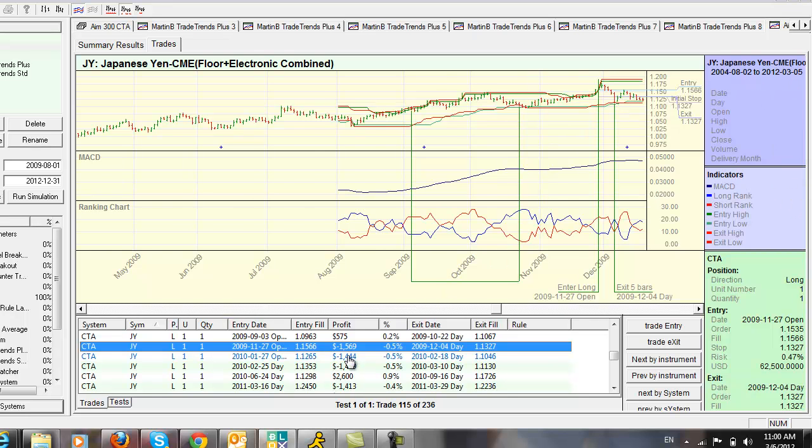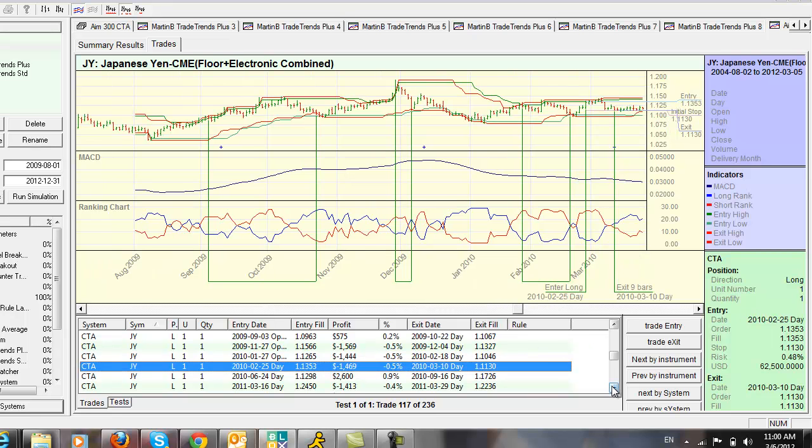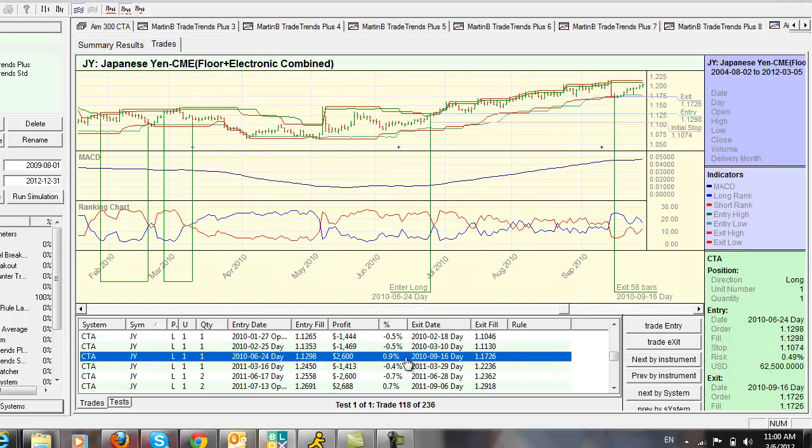And then the next trade, another loss. You can see right here. Try again. Let's see what happens. And the trade didn't work. And then another trade didn't work. And then you have a trade that kind of worked. 0.9. What is my point here?